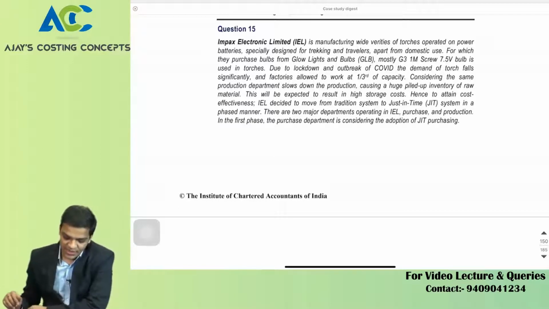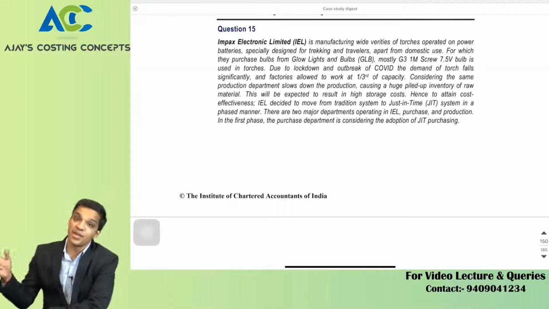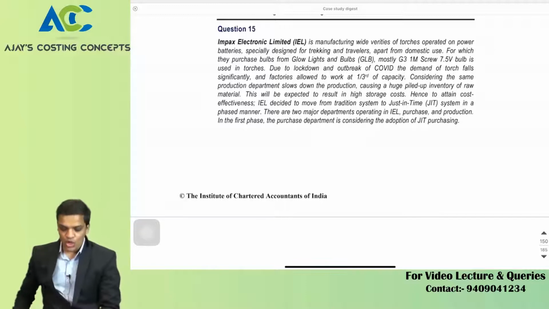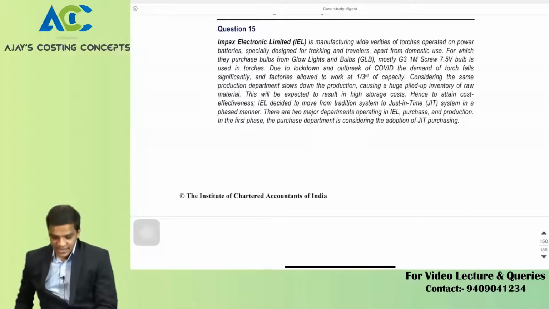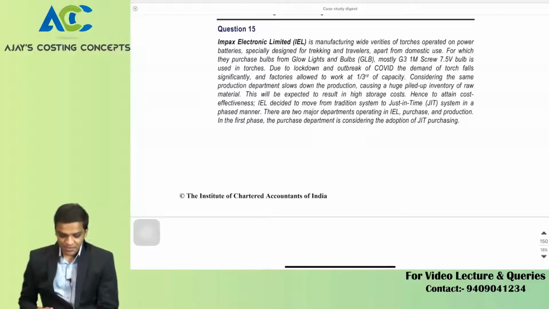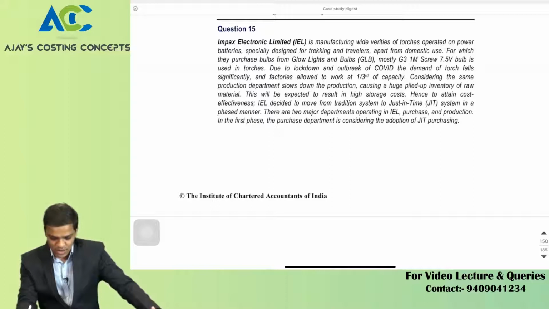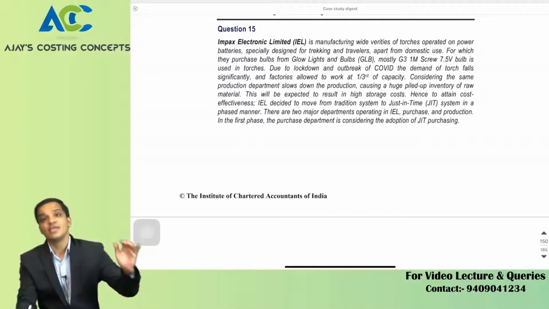Impacts Electronic Limited is manufacturing wide varieties of torches operated on power batteries, specially designed for trekking and travelers apart from domestic use, for which they purchase bulbs and glow lights. Mostly the G3 M1 screw 7.5 bulb is used in the torch. Due to lockdown and outbreak of COVID-19, that is the situation, the factory is allowed to work at 1/3 of the capacity. Considering the same, the production department slows down the production, causing a huge pile of inventory of raw material. This is expected to result in high storage cost, right?